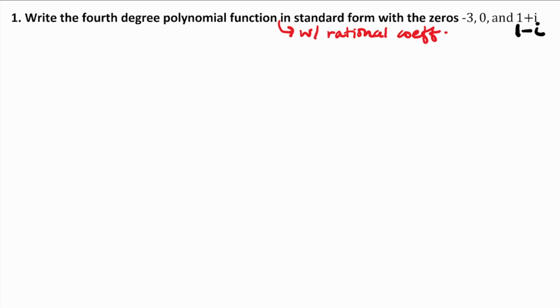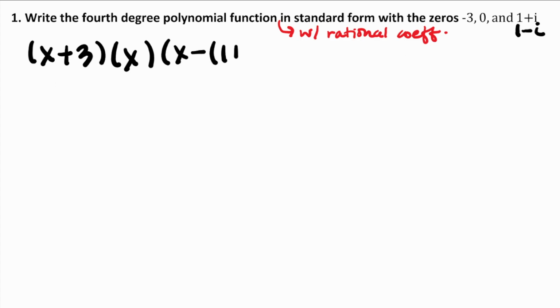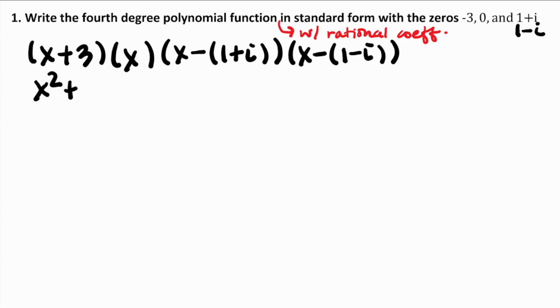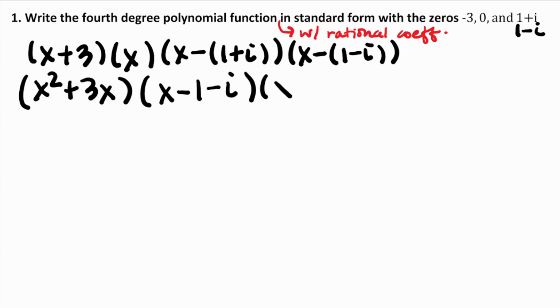So if I've got these roots, then I've also got these factors, x minus -3, x minus 0, which I'll just write as x, and then x minus 1 plus i, and x minus 1 minus i. Right, so I'm going to distribute those negatives, and maybe also distribute the x to the x plus 3, so I'd have x squared plus 3x, that one, then x minus 1 minus i multiplied by x minus 1 plus i.